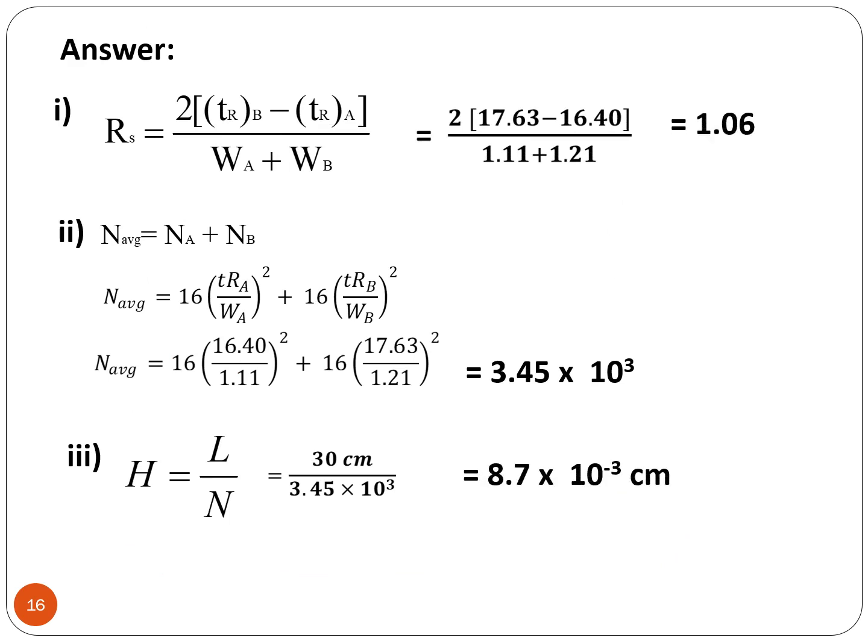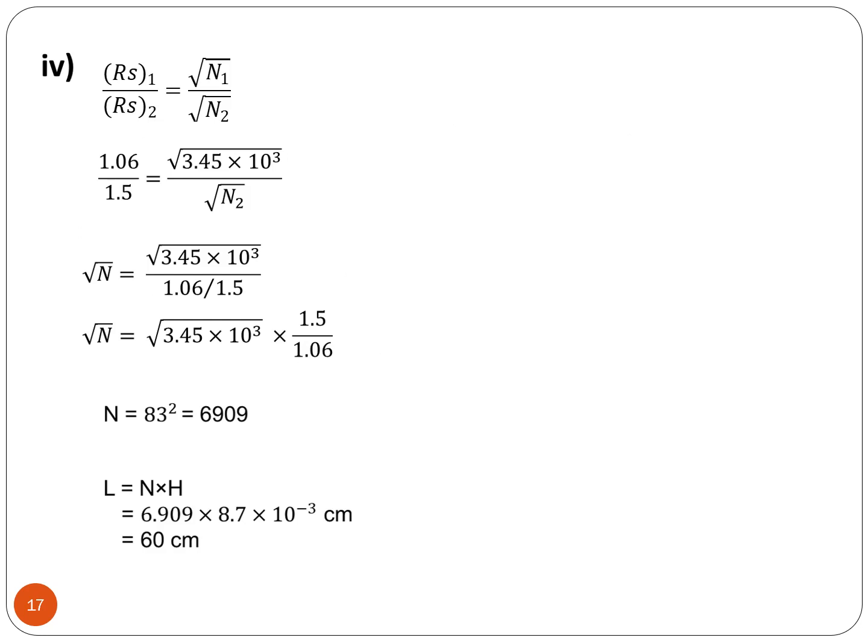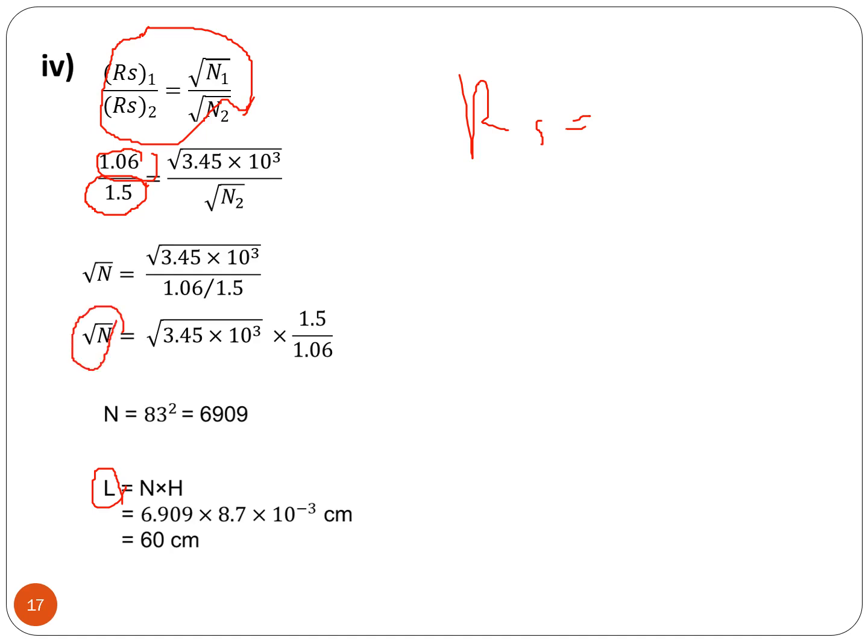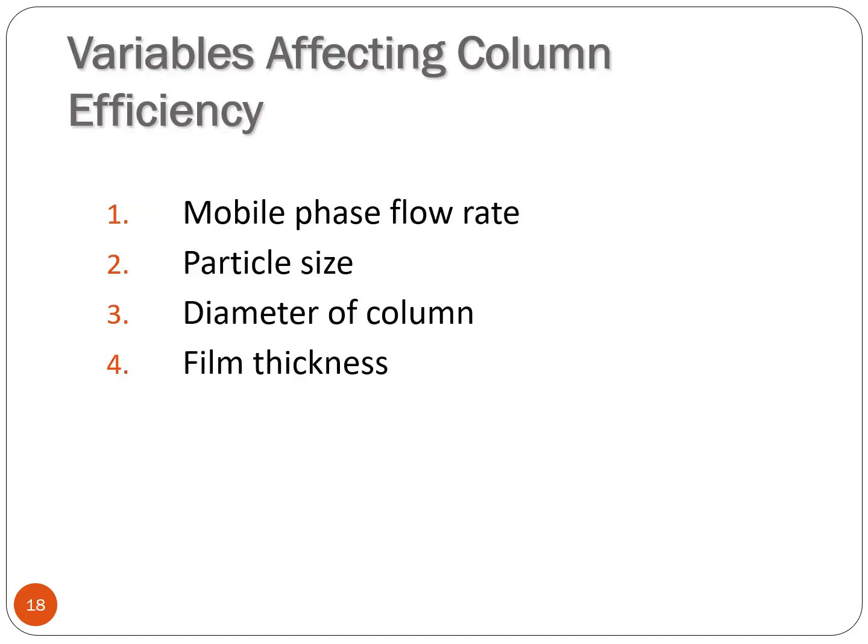Okay, you try tengok. Okay, untuk yang nombor 4, dia tanya resolution yang kita dapat adalah 1.06. So dia tanya, kalau kita dapatkan resolution 1.5, berapa kita punya length of column. So you try buat equation macam ni. You samakan, then you akan dapat n. Value of n, lepas tu you masukkan dalam formula ni. Okay, try to understand this.